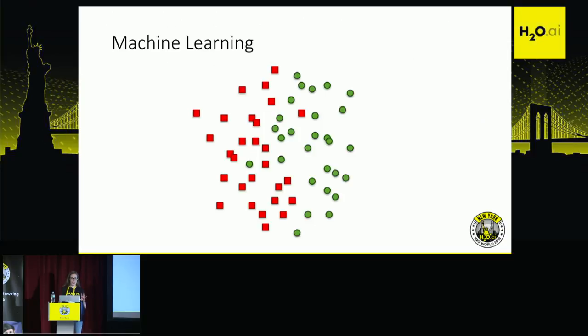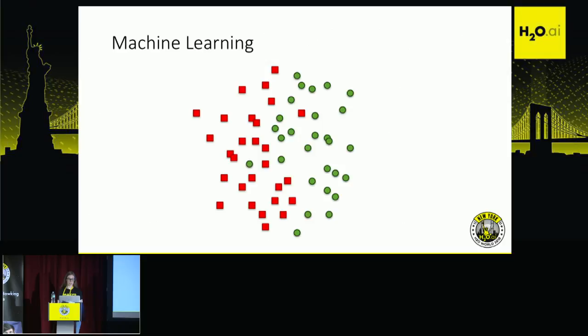So very simple use case. We have green circles, we have red squares. Can we separate them in some way, right? And this is kind of like our use cases. Can we figure out who's going to pay their loan and who's not, right? We just really want to figure out the pattern. And that's all machine learning is doing.